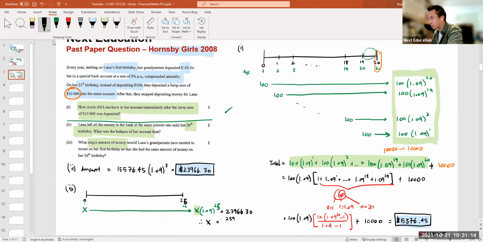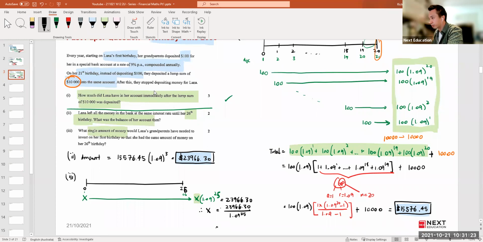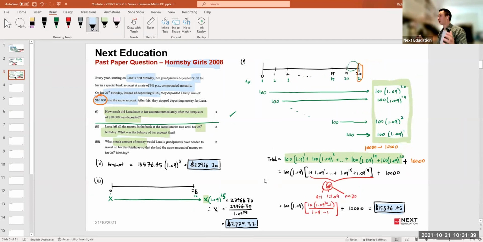So 23,966.30 divided by 1.09 to the power of 25. And if you punch it in the calculator correctly, you should get 2,779. Once again, feel free to use the diagram in an exam. Probably don't need to, but it's a good visualization tool for you to use whenever you do questions like this.